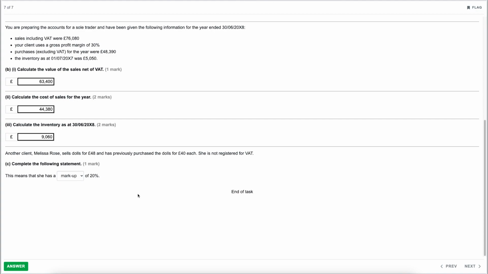If we were to do margin, i.e. 20% of the selling price of 48, that would actually give us a profit of £9.60, which we can see it's not £9.60 because it's £8.